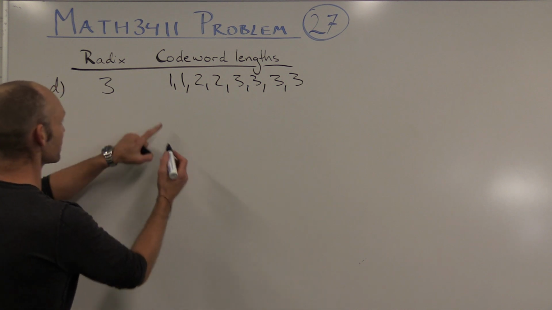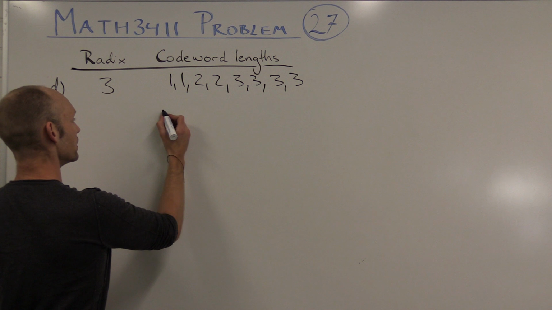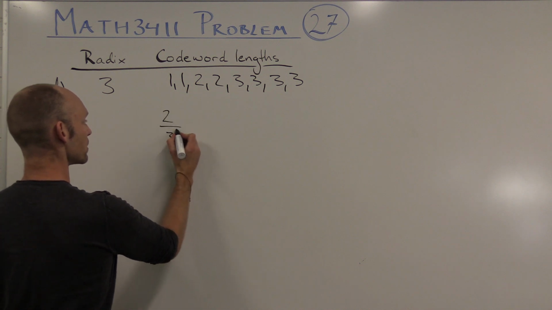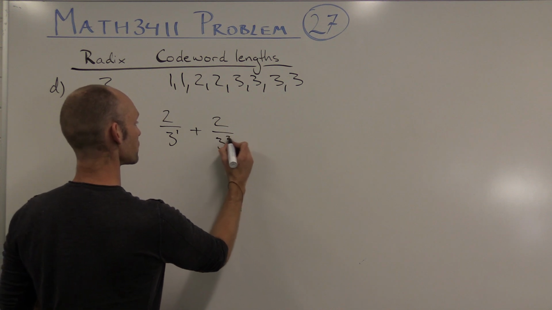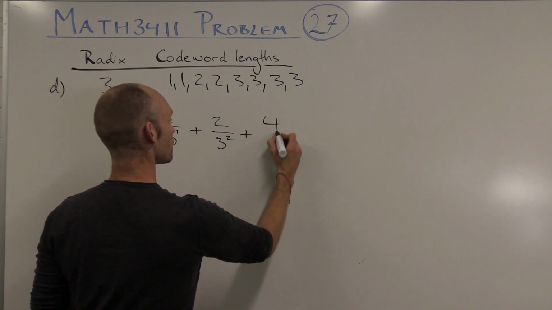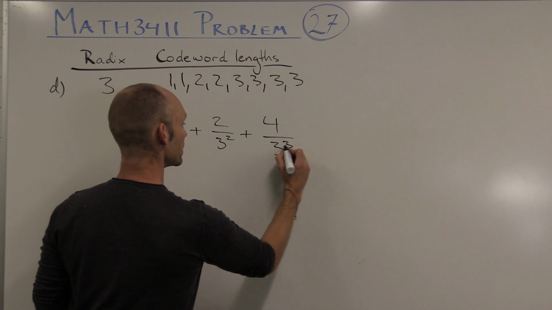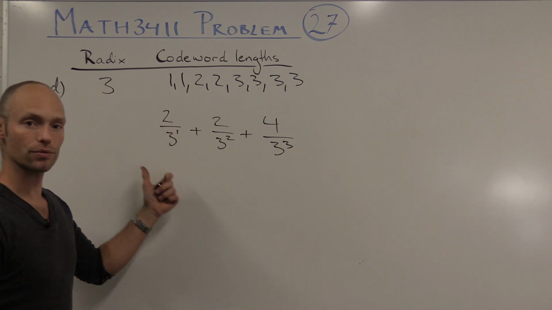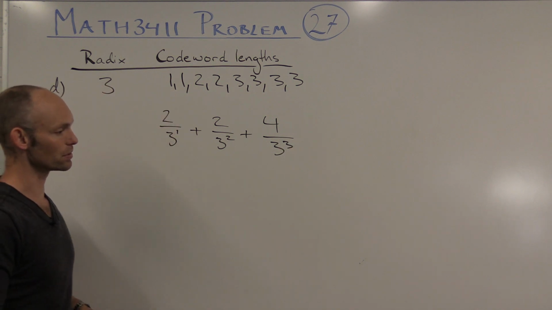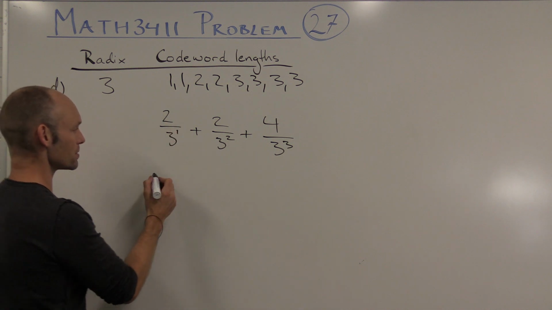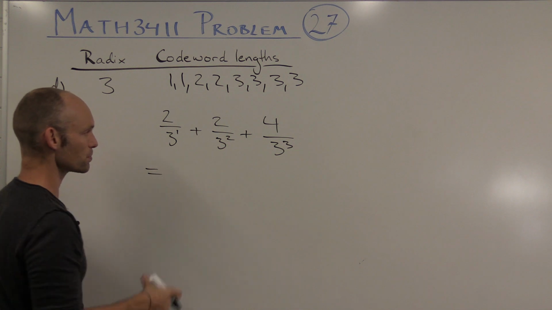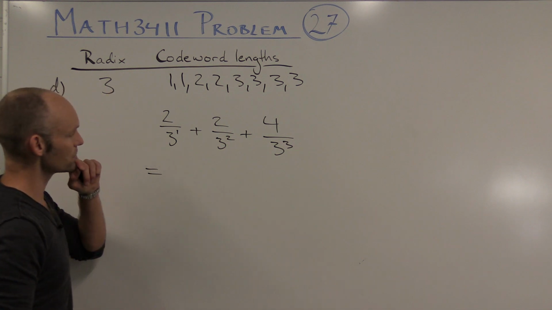That's where we take these two here, for instance, 2 over 3 to the power of 1, plus, and then we've got 2 of these, 3 to the power of 2, plus, and then we've got 4 over 3 to the power of 3. And this sum has to be less than or equal to 1 if we are able to construct an instantaneous code with these code word lengths. And my guess is that this will not be less than or equal to 1. Let's see.